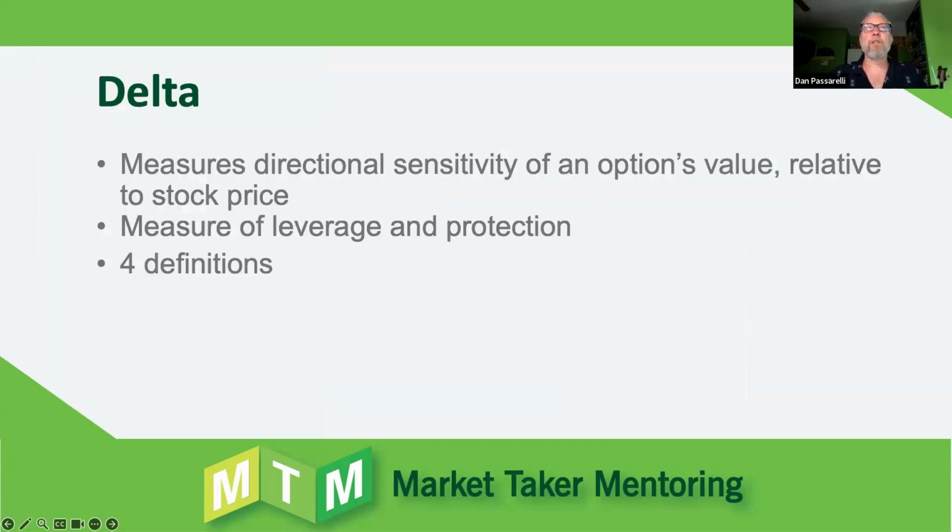All right, so let's jump into this then. The first thing we want to talk about is delta. Delta is kind of the king of the Greeks. It is the most important one because most of the risk and or reward that you have will be affected by delta. Delta measures the directional sensitivity of an option's value relative to the stock price.